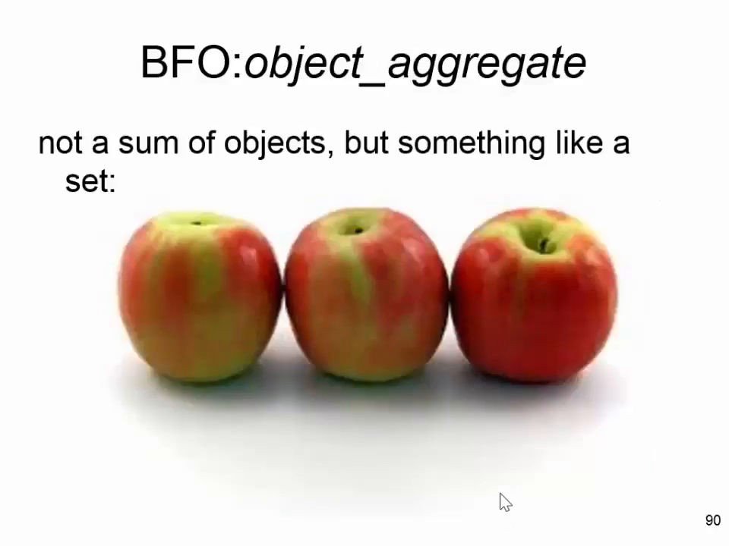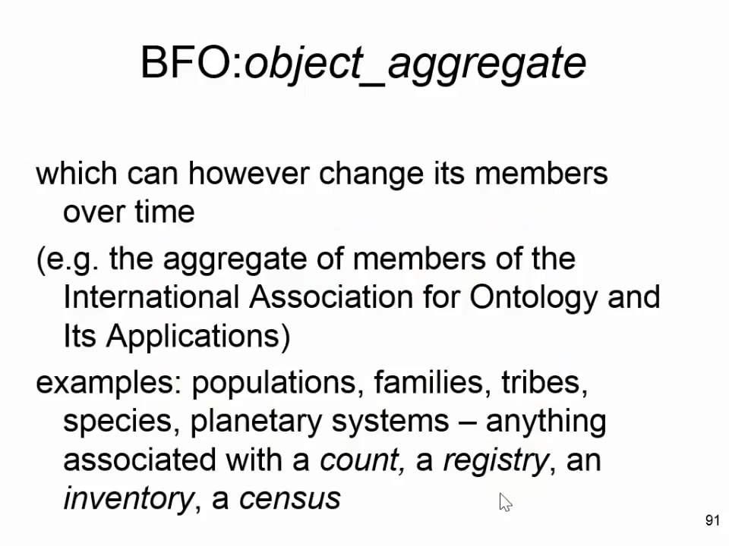This is an object aggregate of three apples. Now, it's the exact sum of a plurality of objects. The core of this apple is a part of the mereological sum of these three apples, but it's not a member of this aggregate. So object aggregates have members where the objects have parts. The object aggregate can change its members over time.